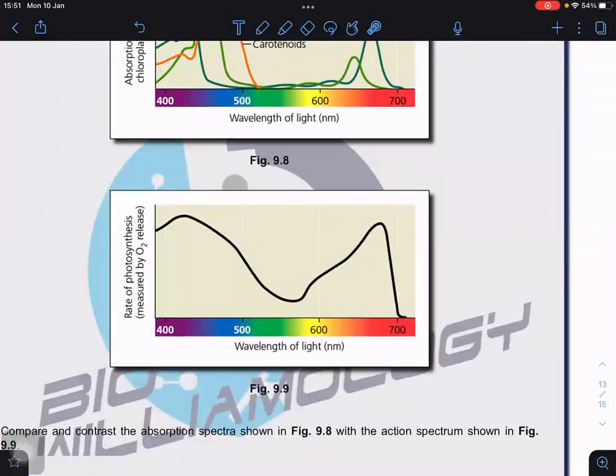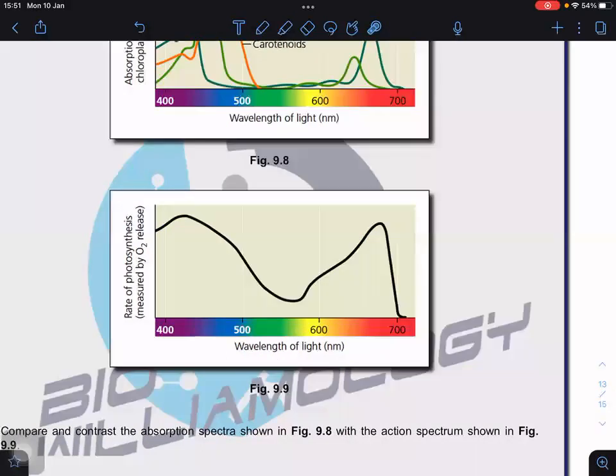So in this diagram, I plot the graph of different wavelength and the rate of photosynthesis. For example, we refer to how much O2 is released per unit time. Are you clear? So this is the action spectrum. Why call it action? Because it gives us the actions of the photosynthesis. Can you see that? That's why I call it action spectrum.